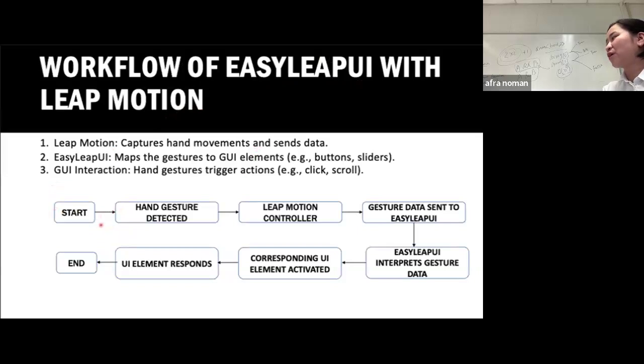This flow represents how a hand gesture is captured by the Leap Motion controller and processed by the EasyLeap UI library, and results in integration with the GUI. For the first step, we start here. We will set up the Leap Motion controller and the user is ready to interact with the system. And the second step is hand gesture detected. This is just about the hand movement and position of the hand. When a hand gesture is detected, this signal will be sent to the Leap Motion controller, and move to step 3.